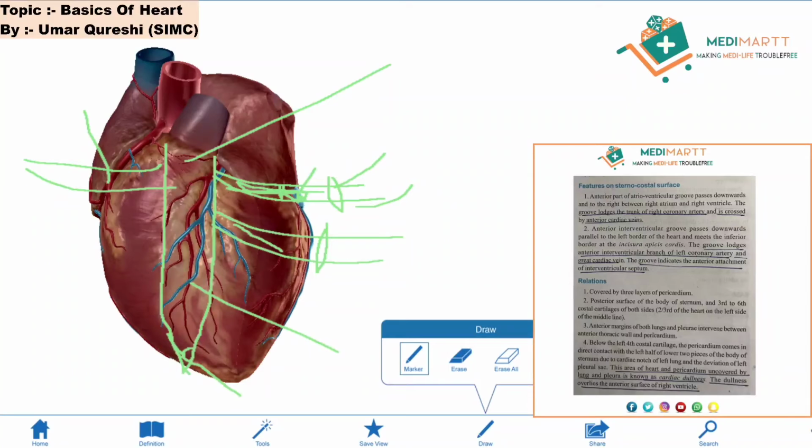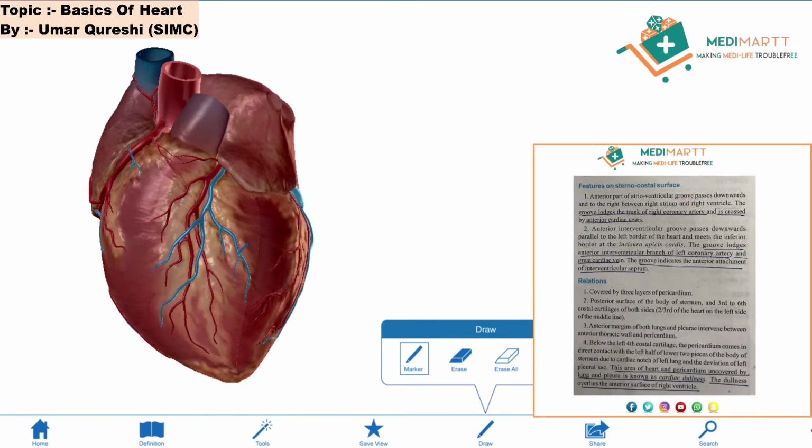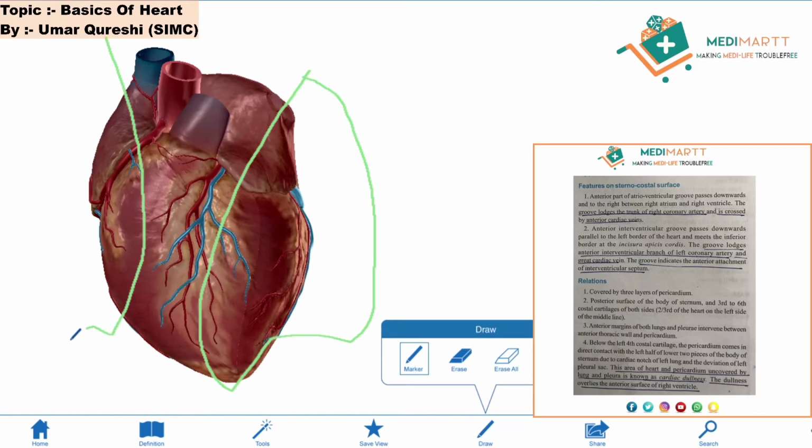Then the next point is the anterior margins of both lungs. As we know, the lungs are present, so the relation of this sternocostal surface is the anterior margins of both lungs, as the lungs are present just like that. This margin is called the anterior margin of the lungs.